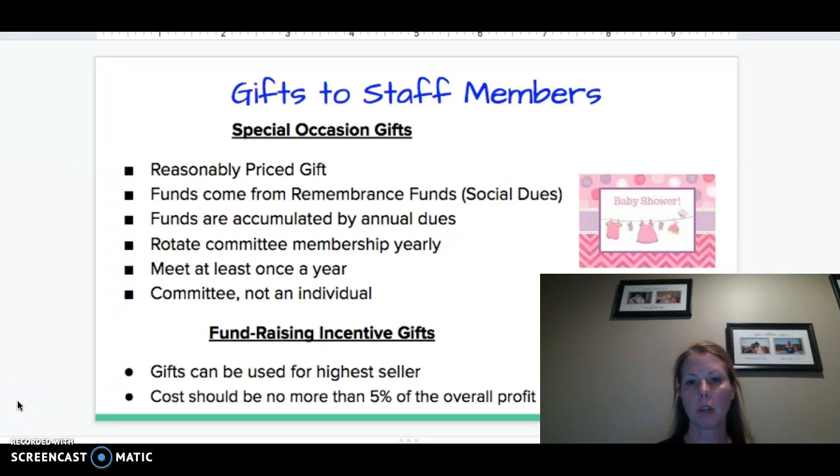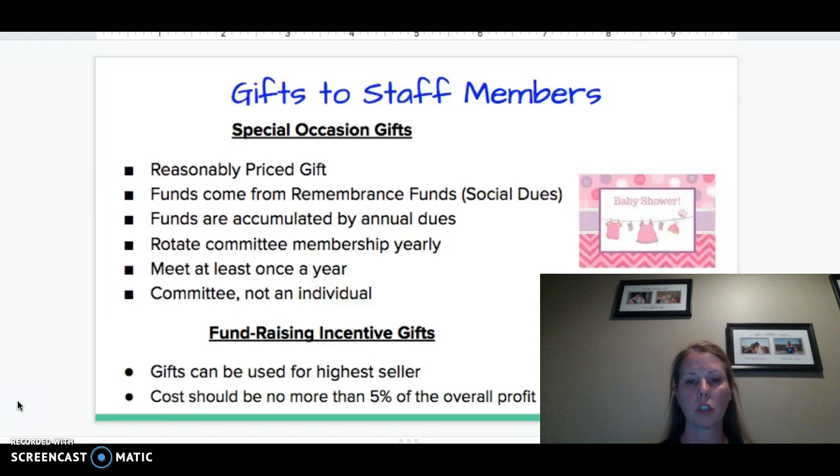Gifts to staff members. We have the special occasion gifts, which would be like baby showers, funerals, weddings, things like that. And for this in my school, we have something called the social committee, and so we have social dues. And the dues are anywhere between $15 to $20 per year per person, depending on what funds we still have left in our account from last year. In the book, they called it remembrance funds. And for these, the gift again should be reasonably priced. The funds are accumulated by annual dues.